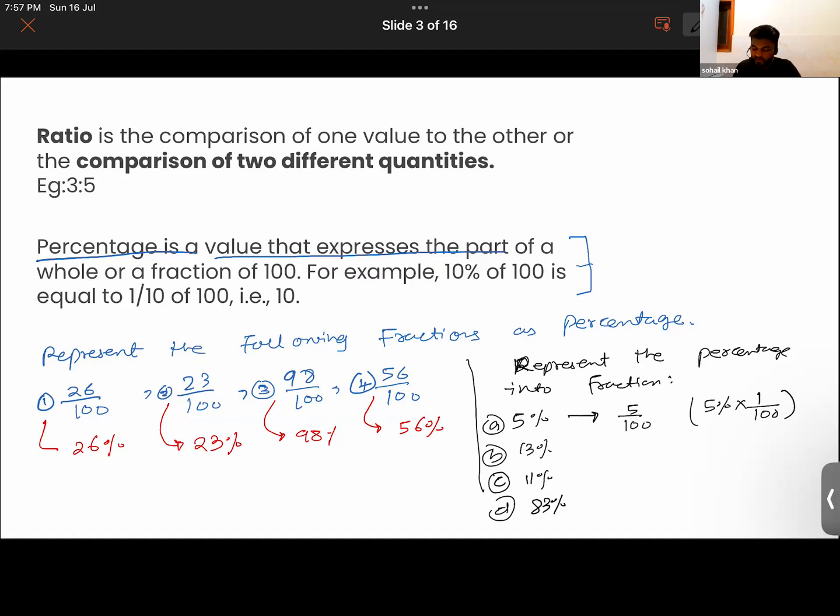Ahmed and Arhan, the second one: 13 upon 100. Ahmed, 11% in fraction will be? 11 upon 100. Good. Arhan, 83 upon 100.